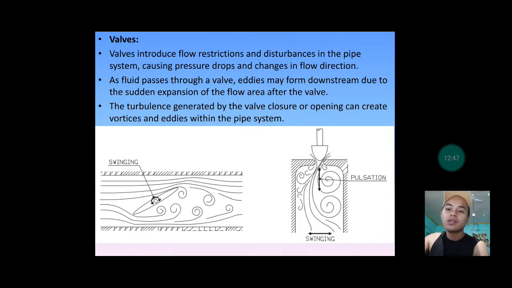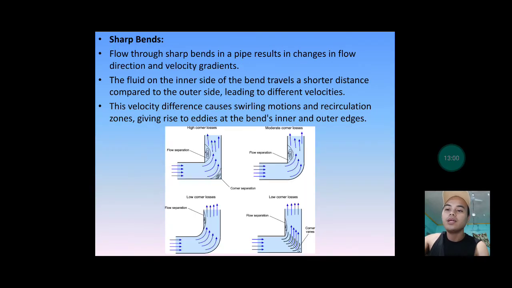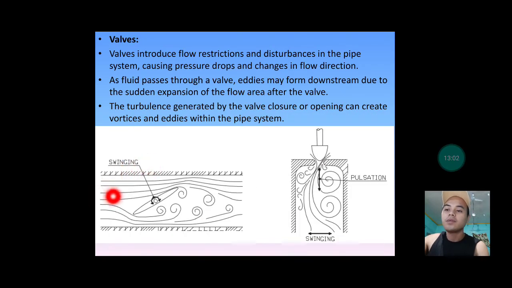For valves, when the valve is not fully opened, if the flow is from here to there, the flow here is very smooth, but at the back of this valve, this is like a butterfly valve. If you put the butterfly valve in this position, at the back of the butterfly valve there will be eddies in this part of the valve.